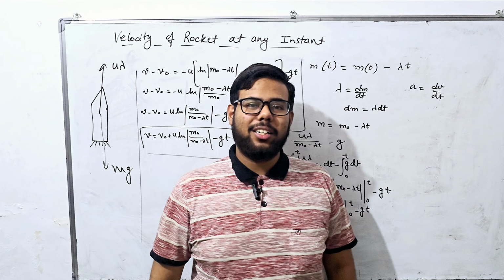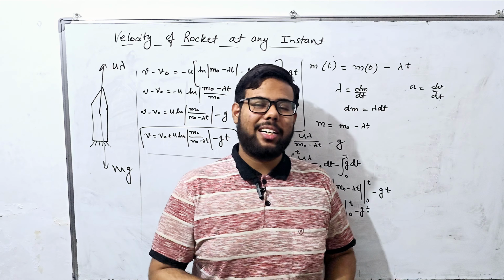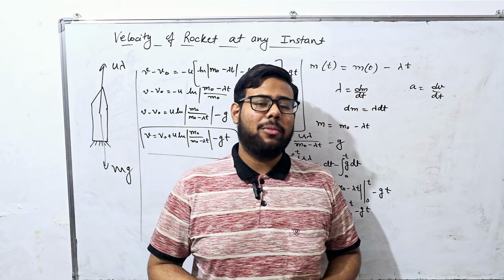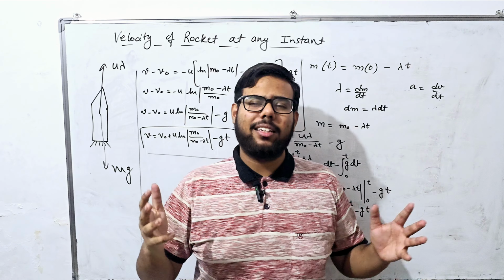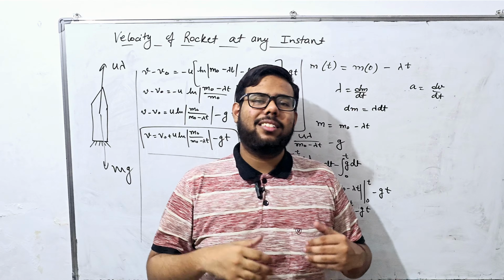I hope it is clear how we calculate the velocity of a rocket ideally, and of course there are many more things to be discussed in this, like how I calculate the value of u lambda and many other things, which we'll discuss in some other video.